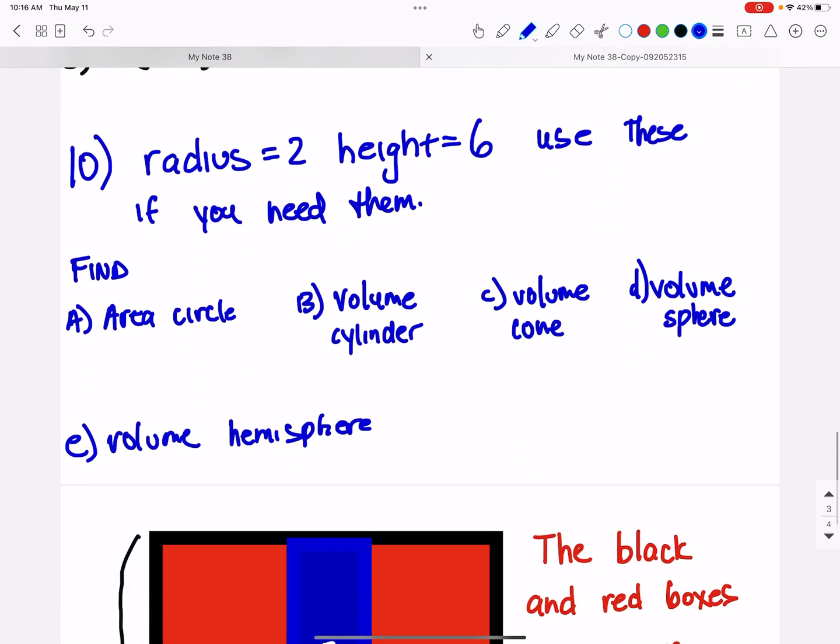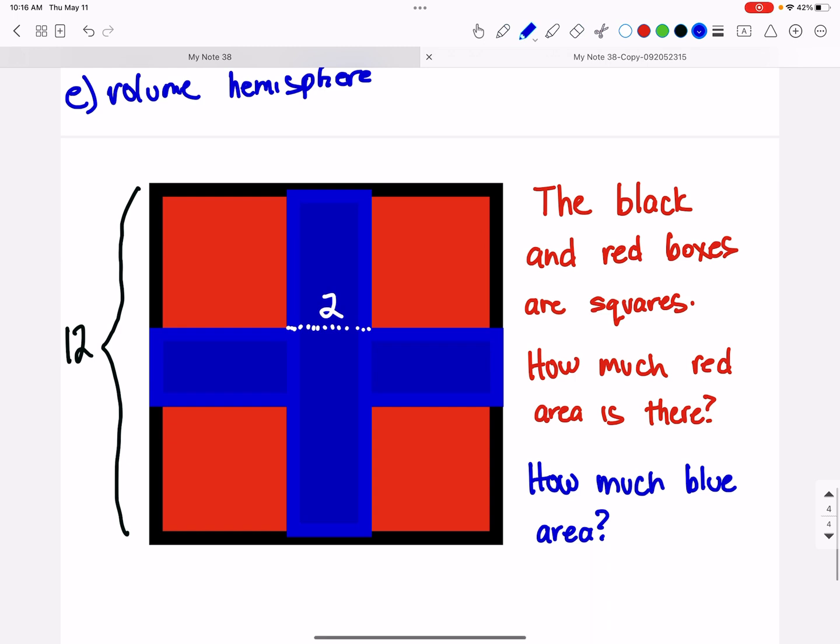All right, for number 10, if you find the area of a circle, I know pi r squared, so for this one I'm going to use radius is 2. So pi times 2 squared equals 4 pi. If I want to go through and multiply by 3.14, I can do that also. So if you need a radius, use 2. If you need a height, use 6 for these. So do a cylinder, a cone, a sphere, and a hemisphere.